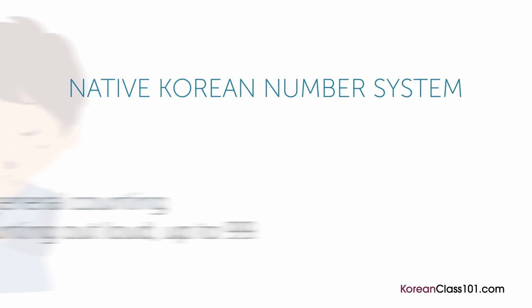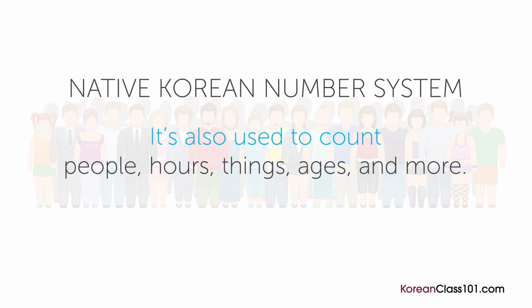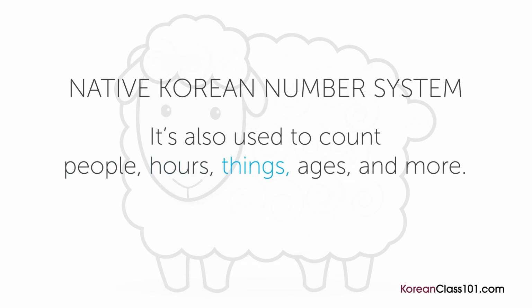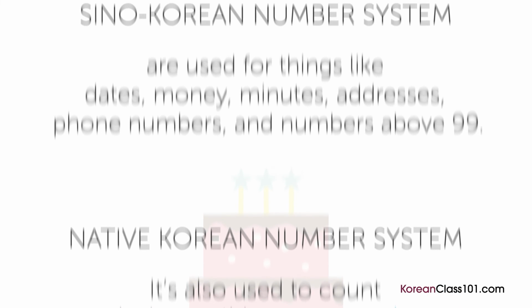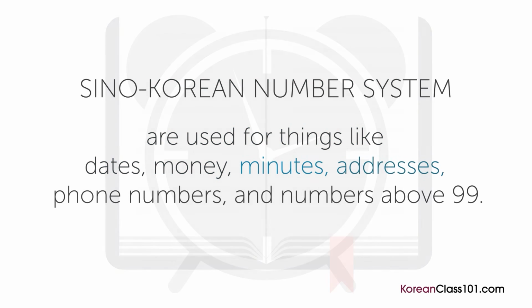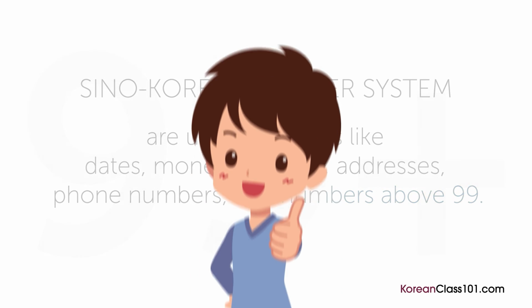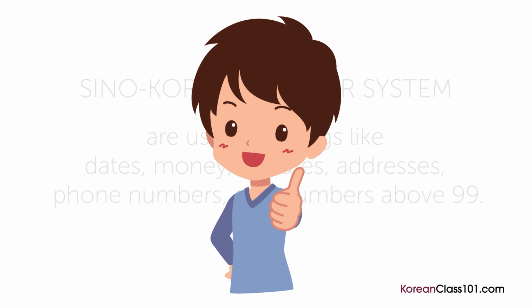The native Korean number system is used for general counting, like when you're counting out loud up to 99. It's also used to count people, hours, things, ages, and more. Sino-Korean numbers are used for things like dates, money, minutes, addresses, phone numbers, and numbers above 99. Let's go through some examples so you can understand how to use native Korean numbers and Sino-Korean numbers correctly.